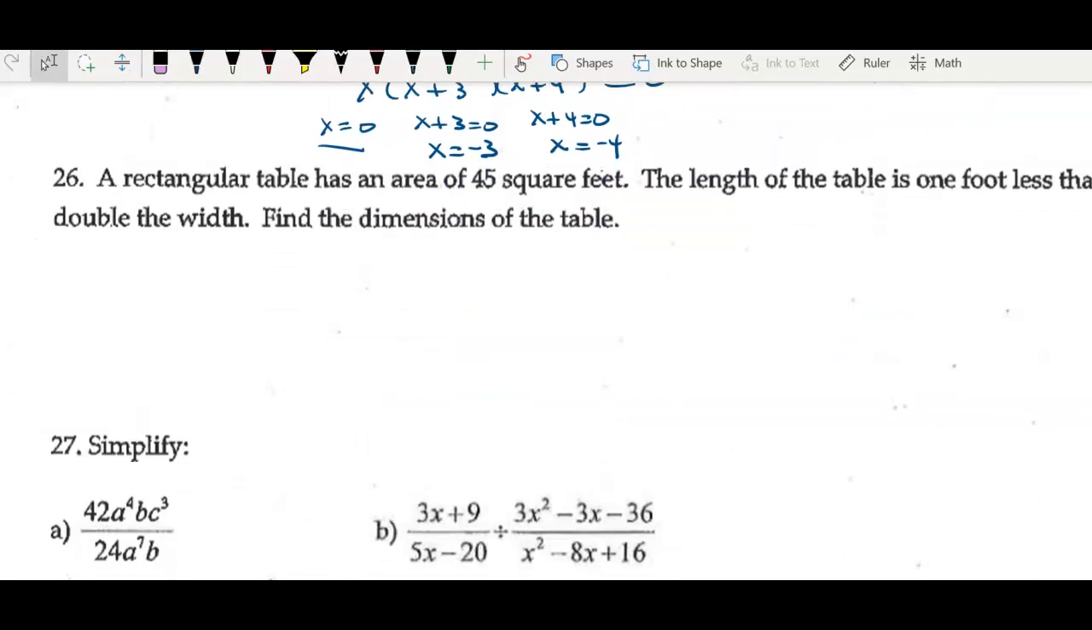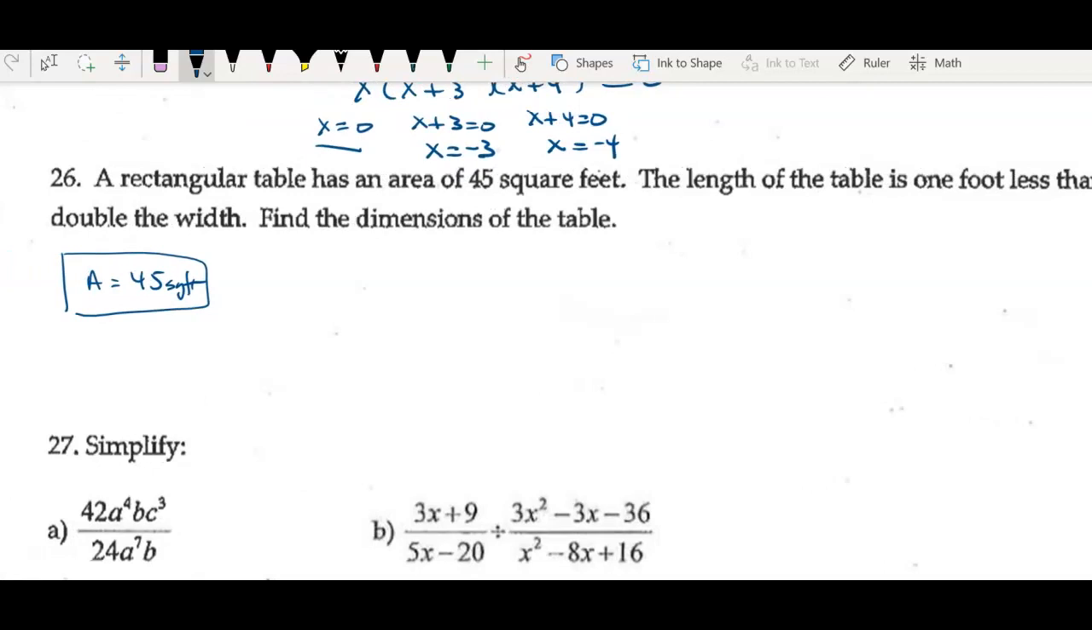Okay, word problem. A rectangular table has an area of, always draw it out, 45 square feet. The length of the table is 1 foot less than double the width. Okay, we know a lot about the length. We don't know anything about the width. We're just going to call that W. But length, we're going to write in terms of width because we now have some information about it. We know it is 1 foot less than, so that's -1, double the width, 2W. Find the dimensions of the table.